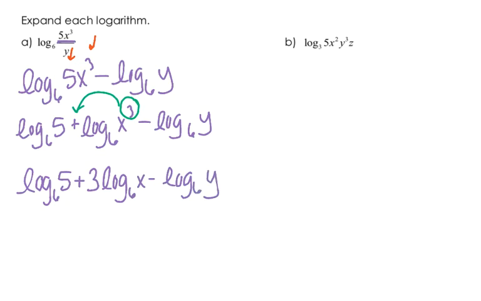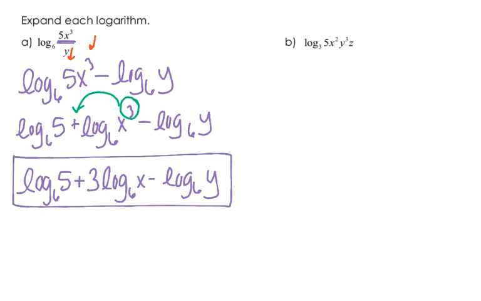Now we're done with this one, but the only thing you might be able to do is simplify when there's all numbers. So always double check.